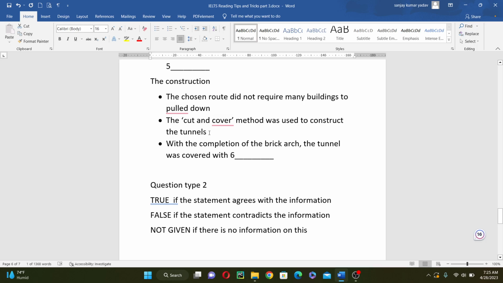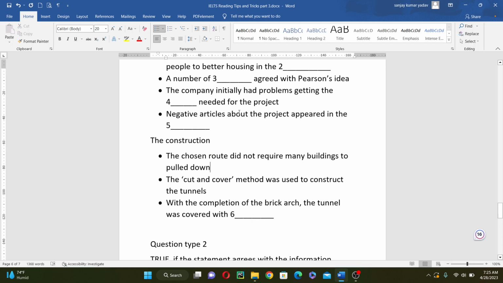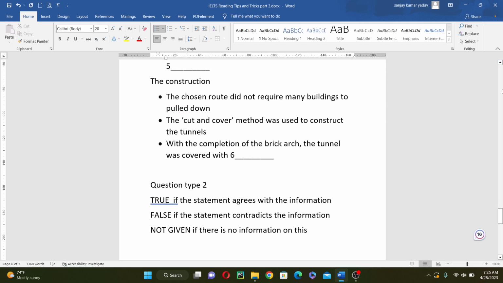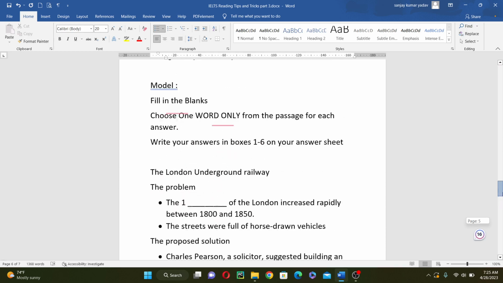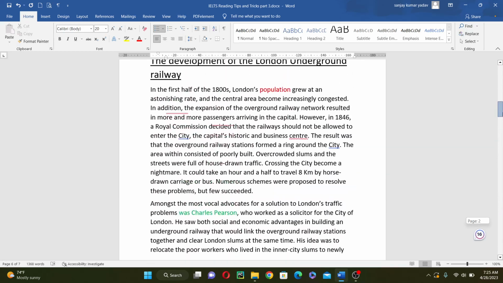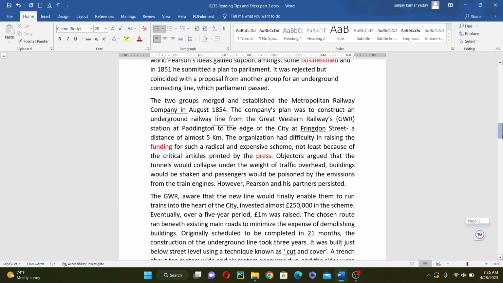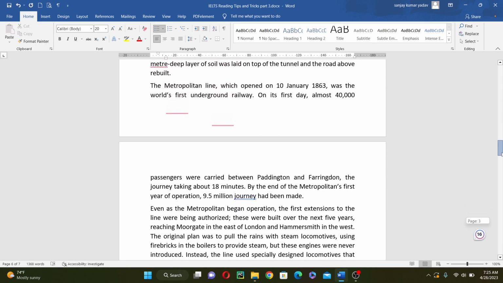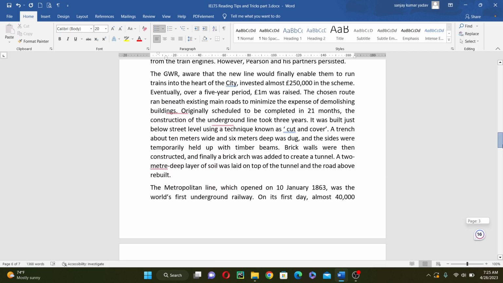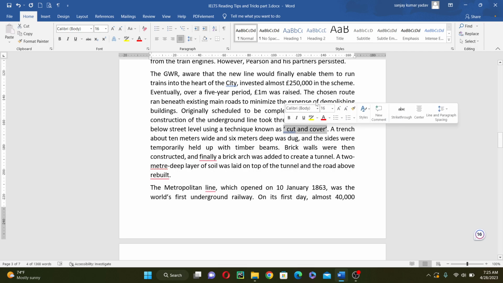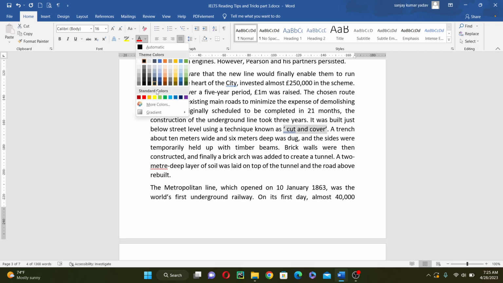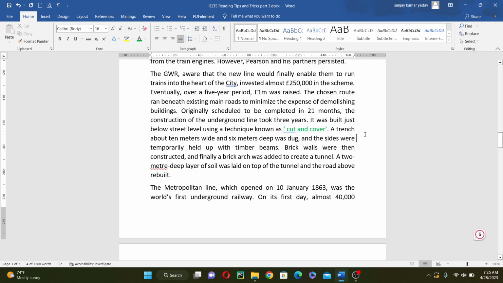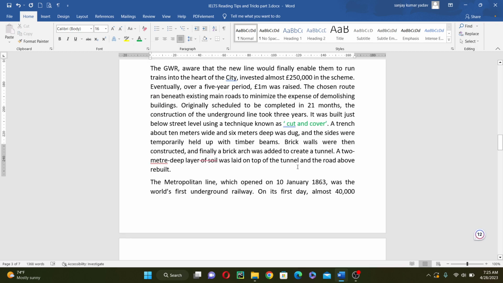So let's move now to try to find this word, cut and cover. So where do you find the cut and cover? Try to look at this one. Look at this word, cut and cover. Cut and cover. Did you find any word? Okay, so here I got this word. So let me make it green. And what is the question?